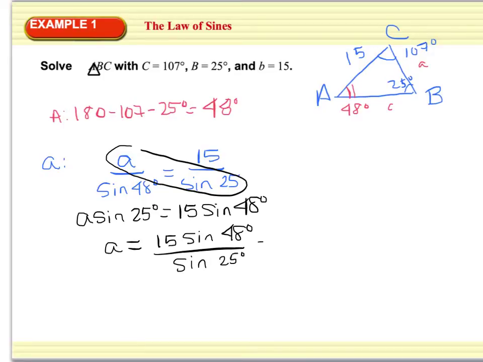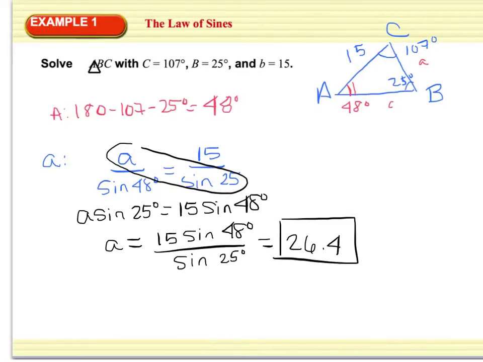Now when you plug this in your calculator, you have to make sure that you are in degree mode. If you are not, you will not get the correct answer. So assuming you're in degree mode and you multiply and divide correctly, you should get side length A as 26.4. Now I'm going to go through and do the exact same thing for side length C.